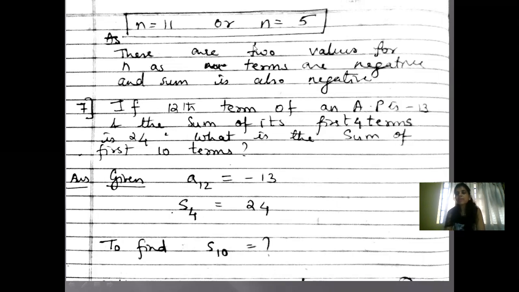So that means when you are adding the first numbers, you can get minus 55. When n is equal to 11, when you are adding 11 terms, you can get minus 55. Or from in between, when you are adding 5 terms, you can get minus 55. So that's the logic over here. That's why you have two values for n: n is equal to 11 or n is equal to 5. So I repeat once again over here.